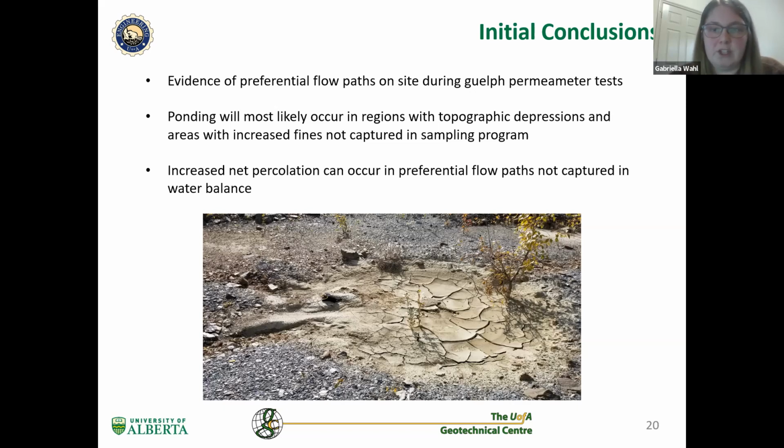As well, increased percolation can happen in preferential flow paths. When we were completing the Guelph permeameter tests, there was one location where the flow rate increased dramatically, cut off dramatically, and then leveled off eventually. It was pretty evident that it was finding a path that it would be easiest to flow around. So we do think that there are preferential flow paths under this surface that could potentially increase the amount of net percolation compared to the base case. Just due to the general heterogeneity of waste rock piles, it's likely that there will be localized variations in runoff or percolation compared to the overall analysis that I'm completing. So just to keep that in mind.